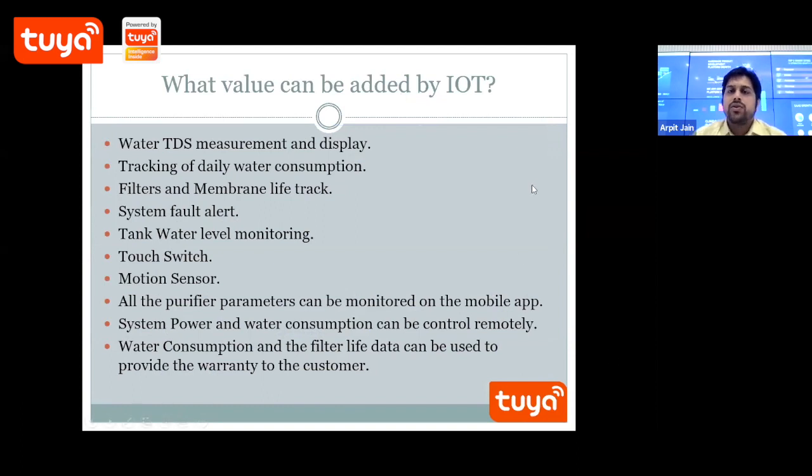So what value can be added through IoT? So water TDS measurement and the display. Basically all input water and output water TDS can be measured and displayed on the local unit as well as in the mobile app. And tracking of the daily water consumption, filter and membrane life tracking, system fault alert, tank water level monitoring, touch switches, motion sensors. So basically these are some premium features, touch switches and the motion sensor, but the motion sensor is one of the most required features in the current scenario.